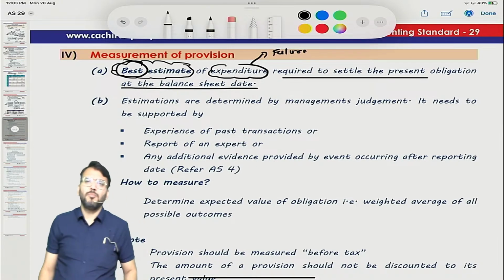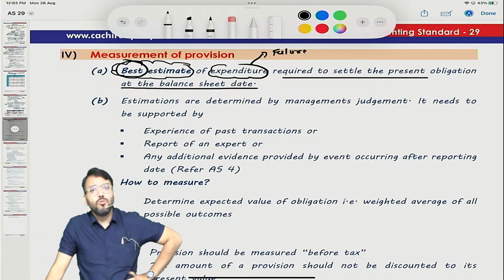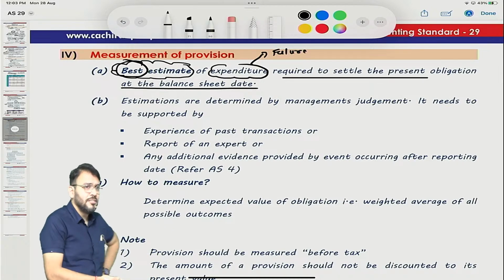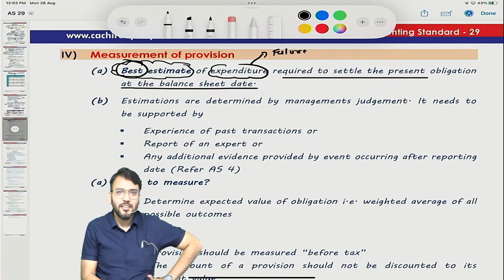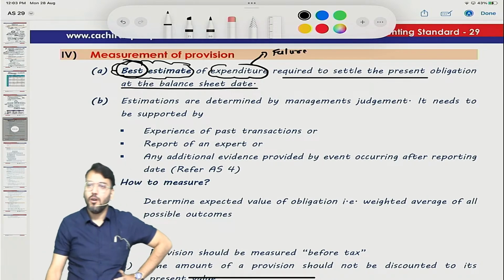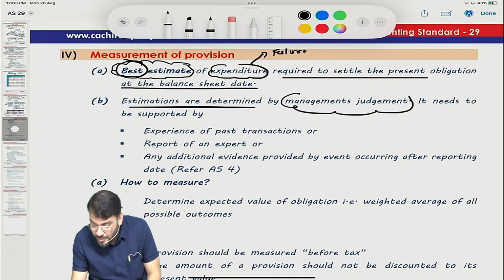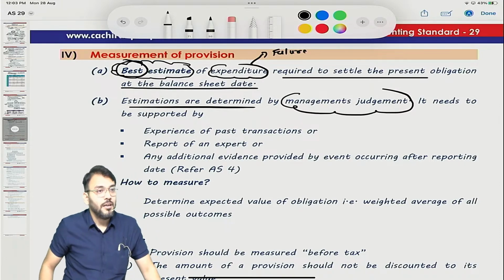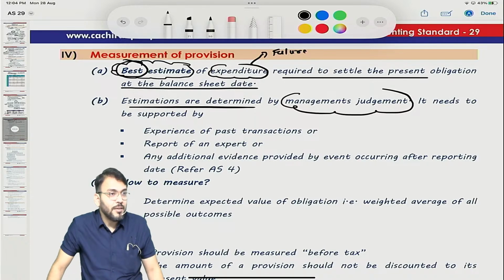So tell me how to make best estimate. What AS 29 says, who knows the business? A chartered accountant or owner? Owner. Well, ask the owner. He knows the business. Correct. Owner means management. Estimations are determined by management judgment. They will apply their own judgment to estimate, and we have to rely on that. Correct? Are you getting what I am saying?